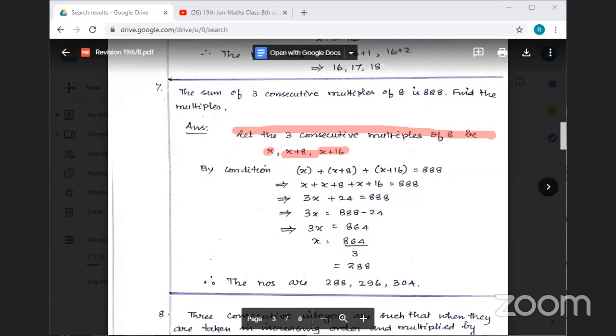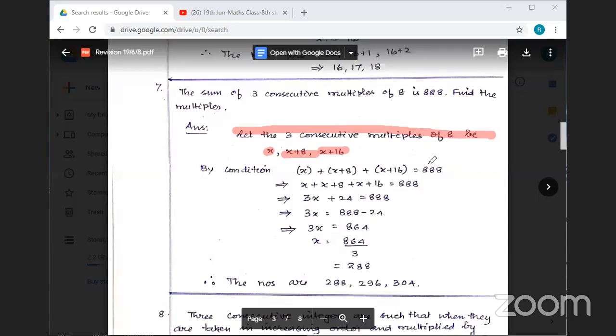Now, once again, I am telling. It is a multiple of 4. What is the first number? x. Consecutive multiples of 4, x is the first number. What is the second number? x plus 4. Excellent. What is the third number? x plus 8. Are you getting now? Yes, sir. Okay.